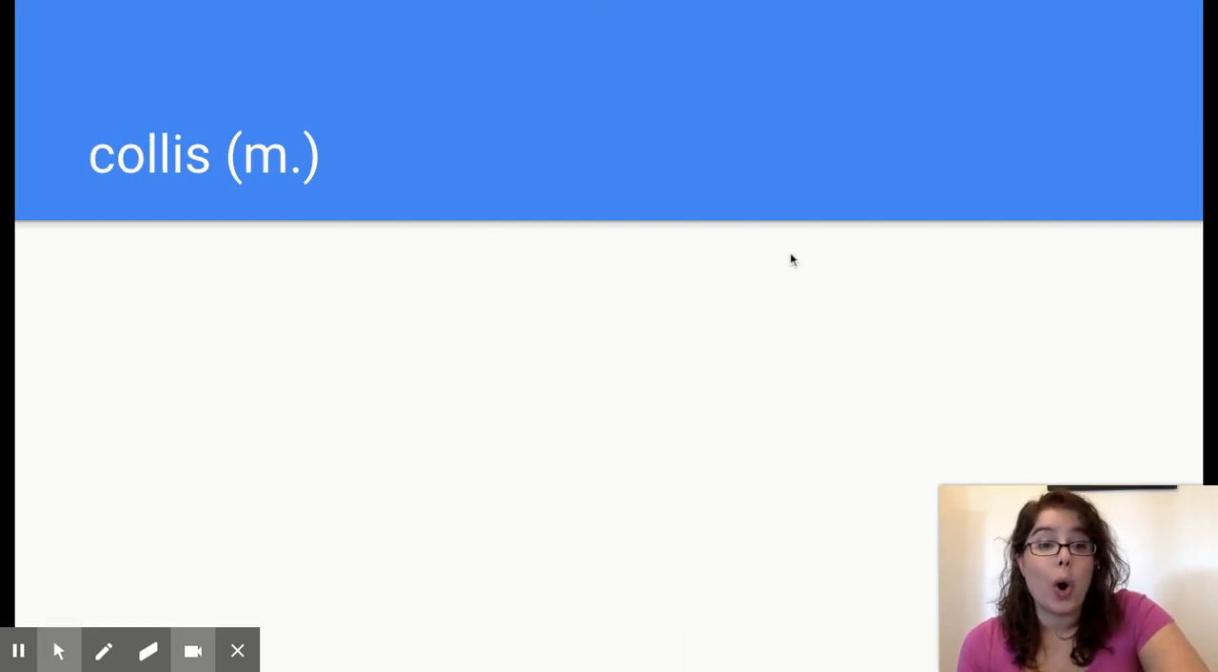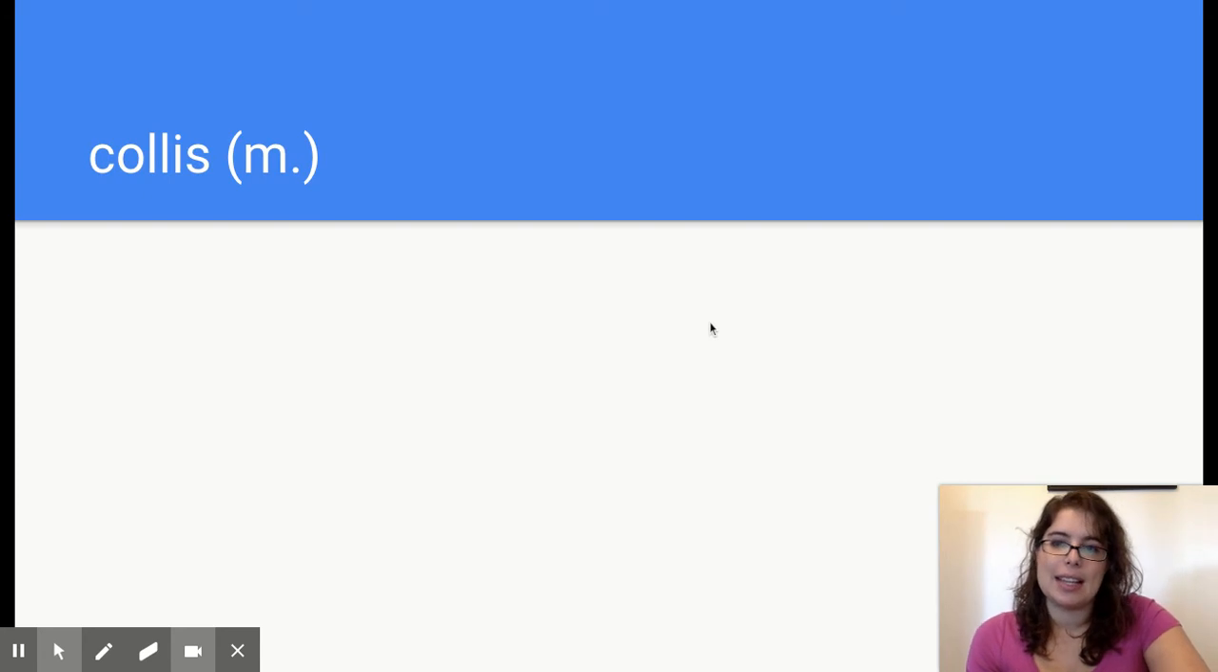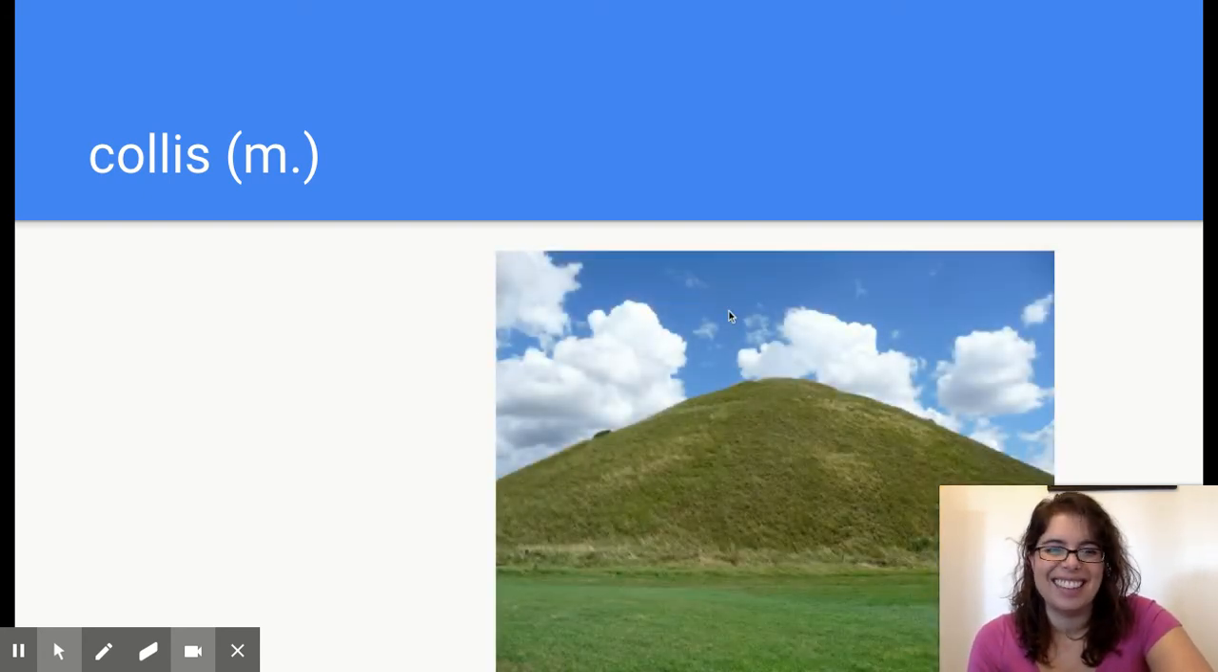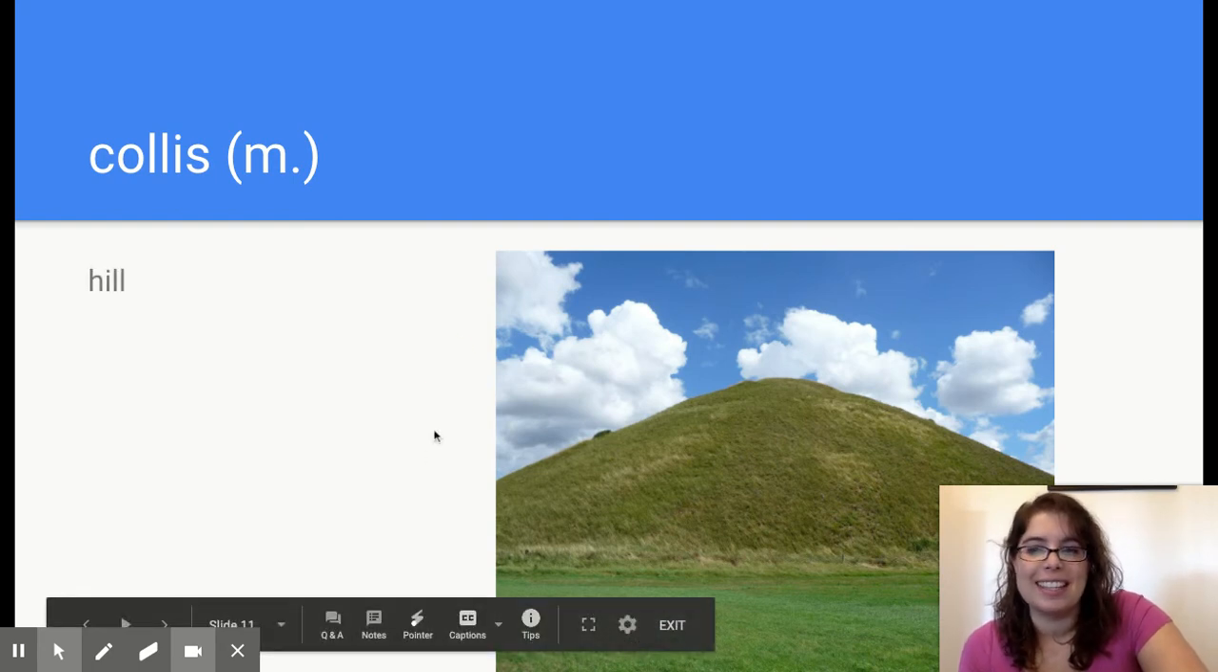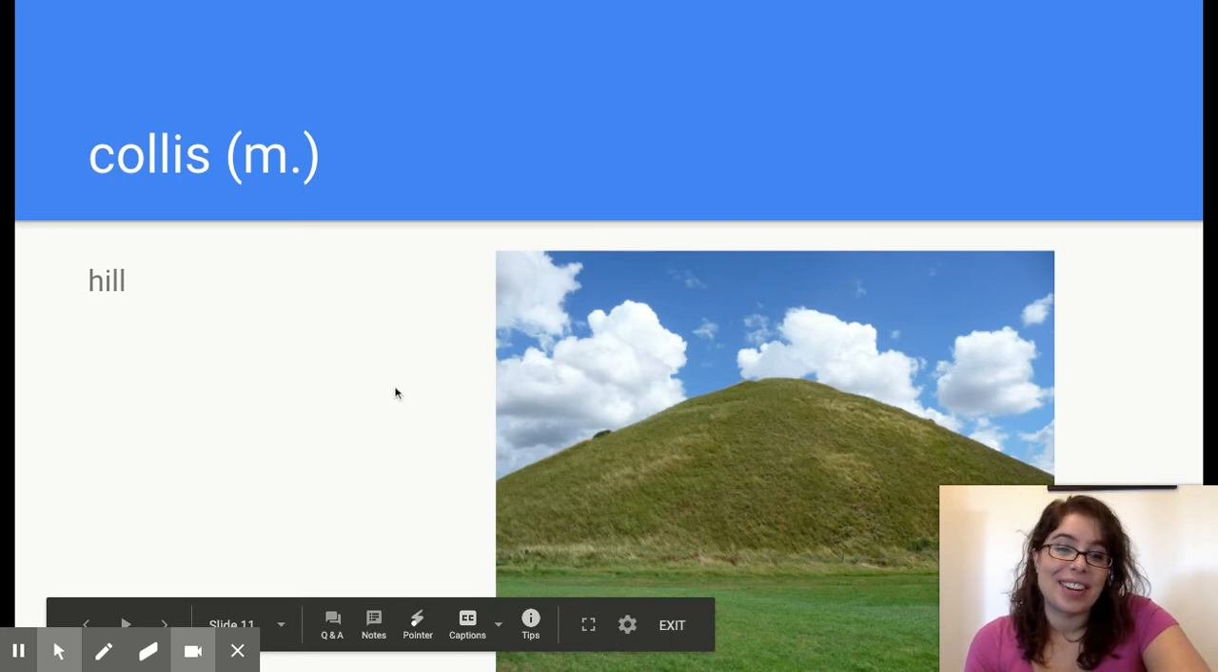And then we have collis. Collis is a masculine word. This is our Latin word for a hill. This is our word for a hill. So that's a nice hill there. I don't have any tricks for you guys for this one, but collis means hill.